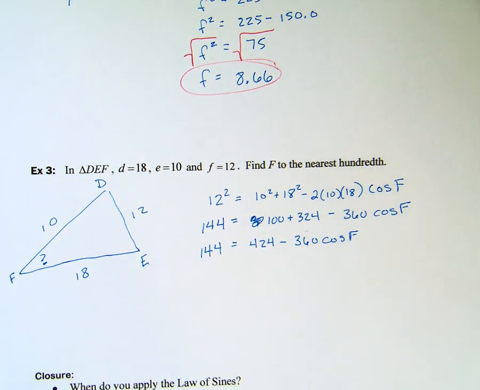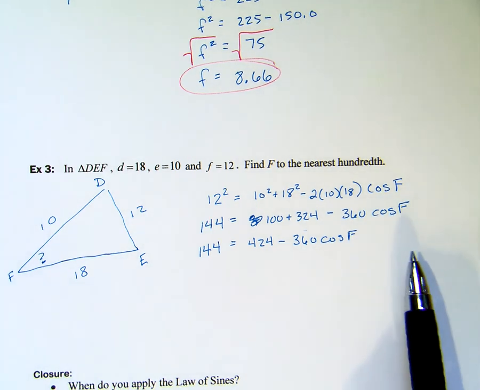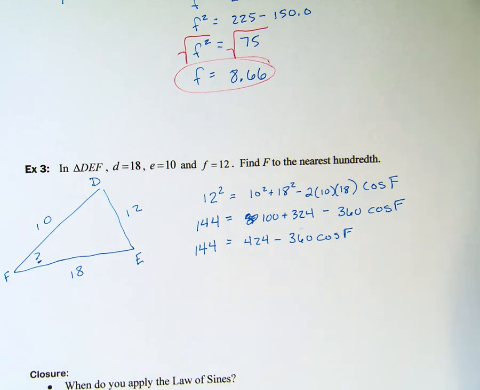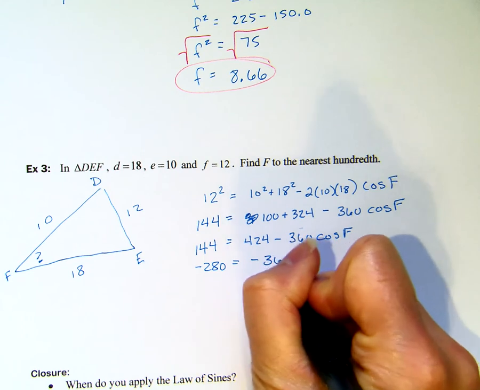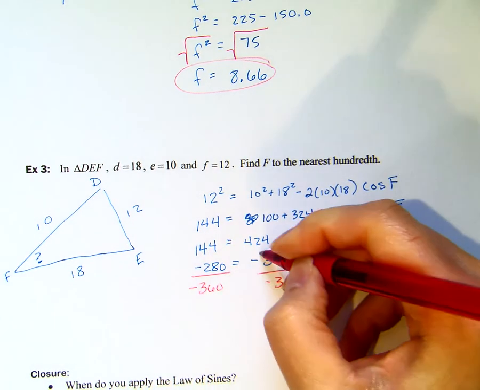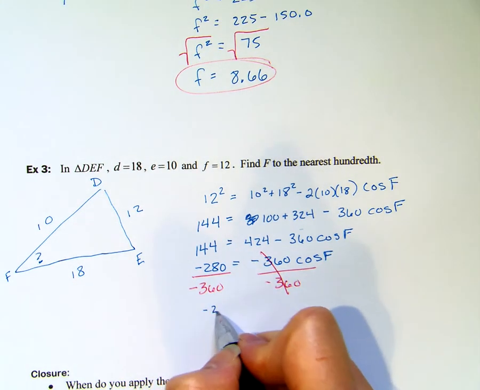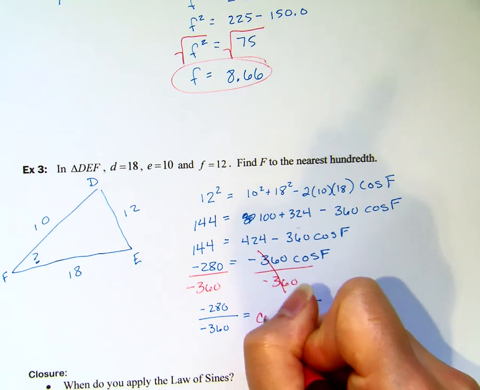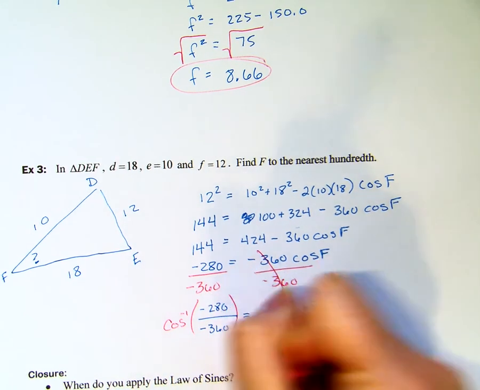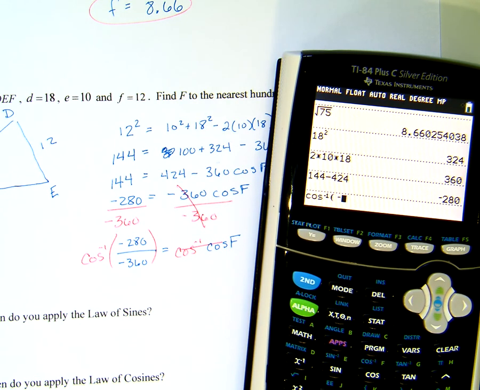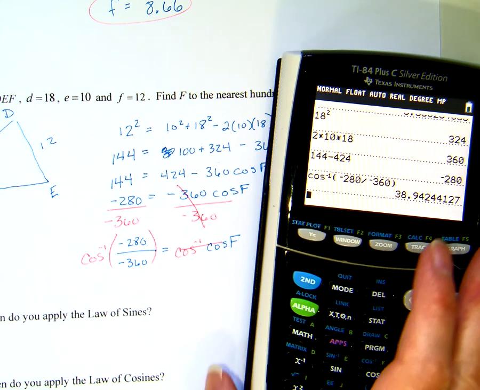Now this problem is a little bit different than the last one in that we need to solve for the angle. So we want to get angle f by itself, meaning I need to move everything else to the other side. So I can subtract the 424, and I will divide by the negative 360. Now, once again, remember your rules from last unit. In order to solve for an angle, we need to utilize the inverse of our trigonometric function. So I'm going to use the inverse cosine to cancel out with the cosine and find our value for f. So this is what I can plug into my calculator. Inverse cosine of negative 280 divided by negative 360. And I'll find angle F to be about 38.9 degrees.